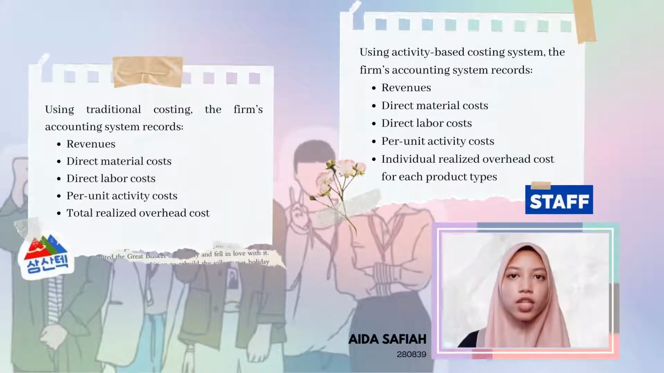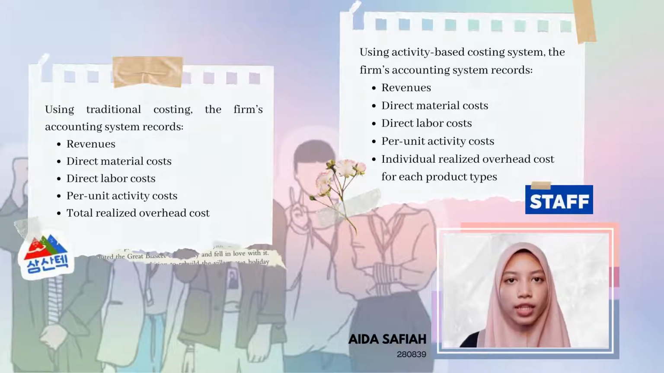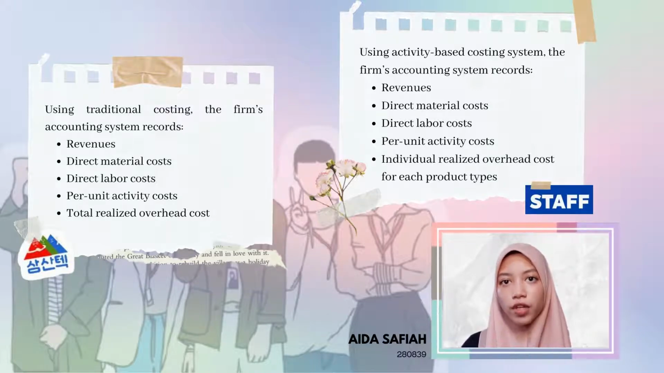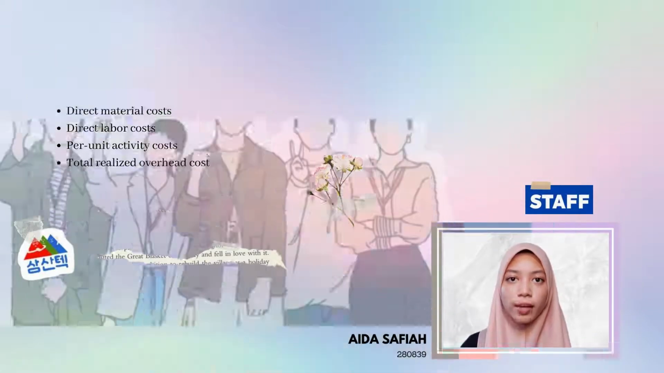In short, using the traditional costing system, the firm's accounting system records the revenues, direct material costs, direct labor costs, per unit activity costs, and the total realized overhead costs. But in the activity-based cost system, the firm's accounting system records the revenues, direct material costs, direct labor costs, per unit activity costs, and the individual realized overhead costs for each product type.